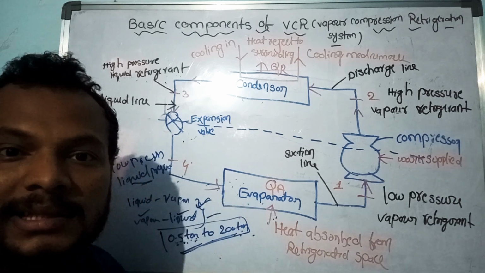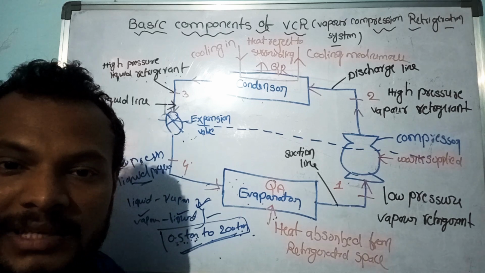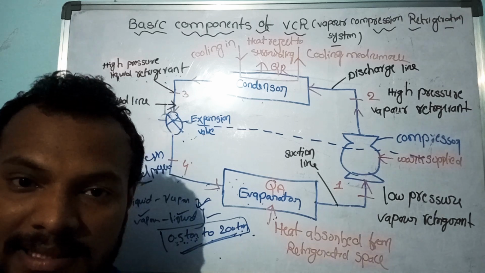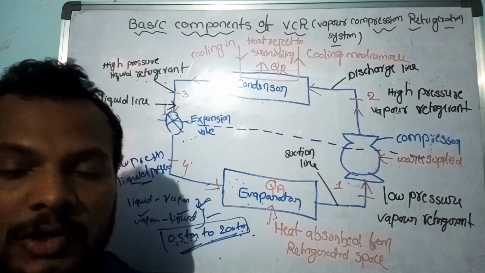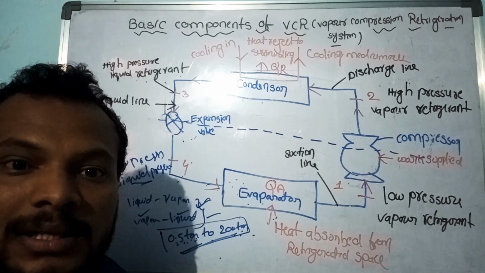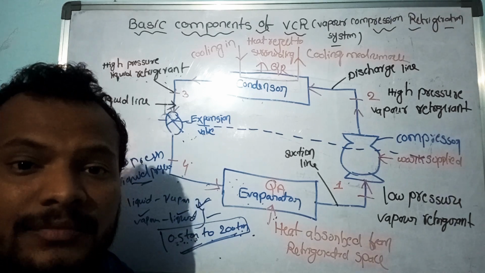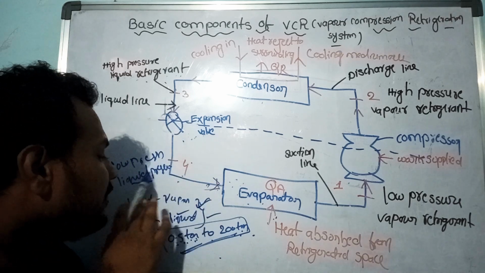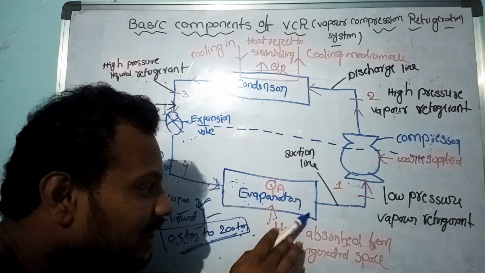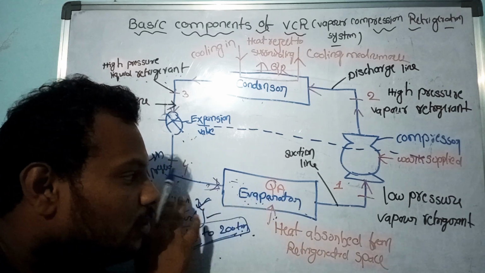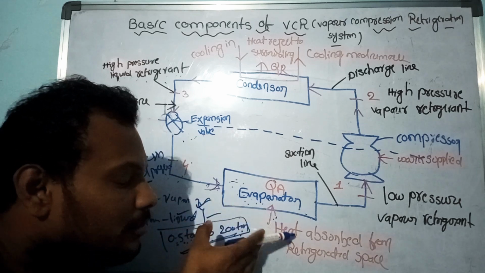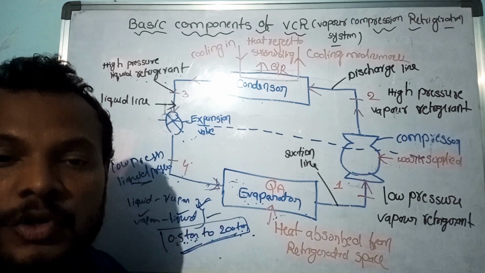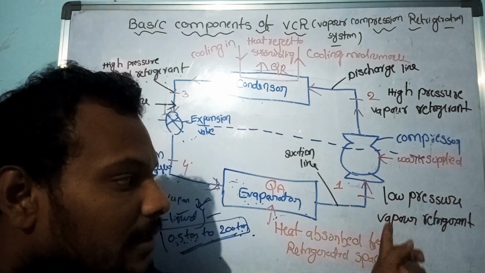Why do we decrease the pressure level of the refrigerant? Whenever the pressure of the refrigerant decreases, it can absorb heat at low temperature also. Then the low pressure liquid refrigerant enters the evaporator, and in the given space it absorbs the heat of the given space. Then the low pressure liquid refrigerant is converted into a low pressure vapor refrigerant.